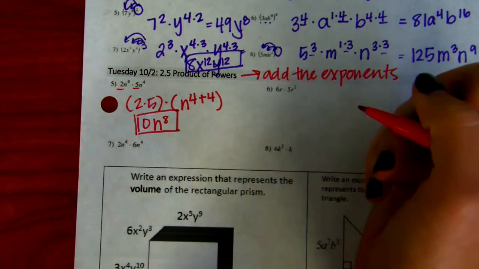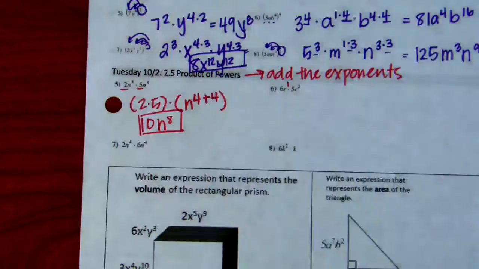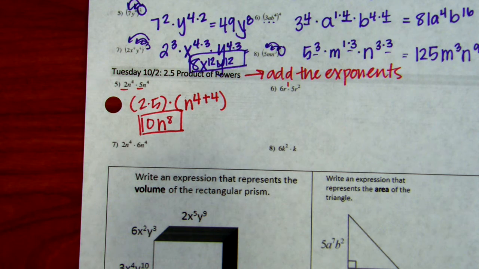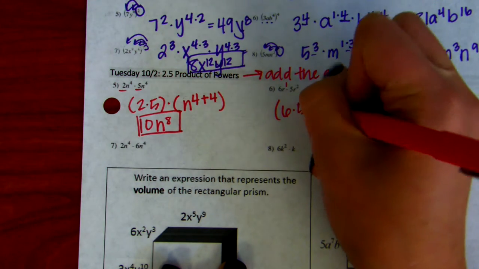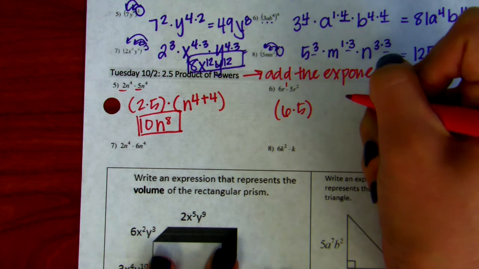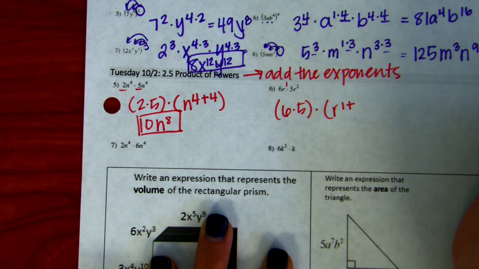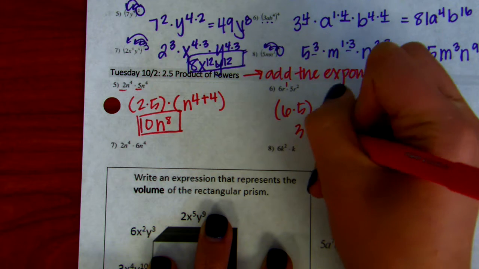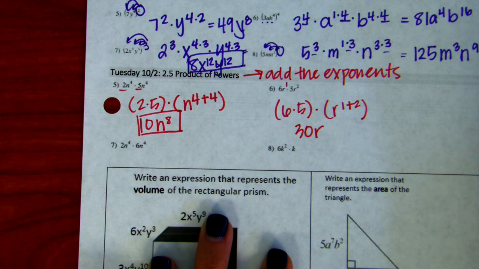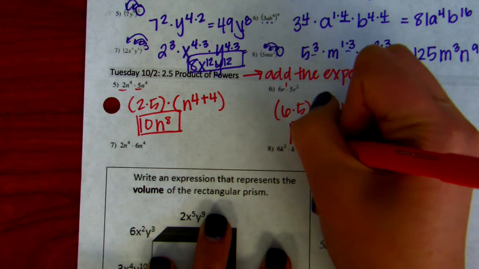Number 6. 6r. What's the invisible exponent for the r right there? 1. Write it in. Times 5r squared. What are the two coefficients I'm going to multiply together? 6 times 5. We're going to do that next, Isaac. And then we have times r to the 1st power plus, what is the other exponent? 2. Now, Isaac, what is 6 times 5? 30. R to the 3rd power. What's another way of saying to the 3rd power? Cubed.